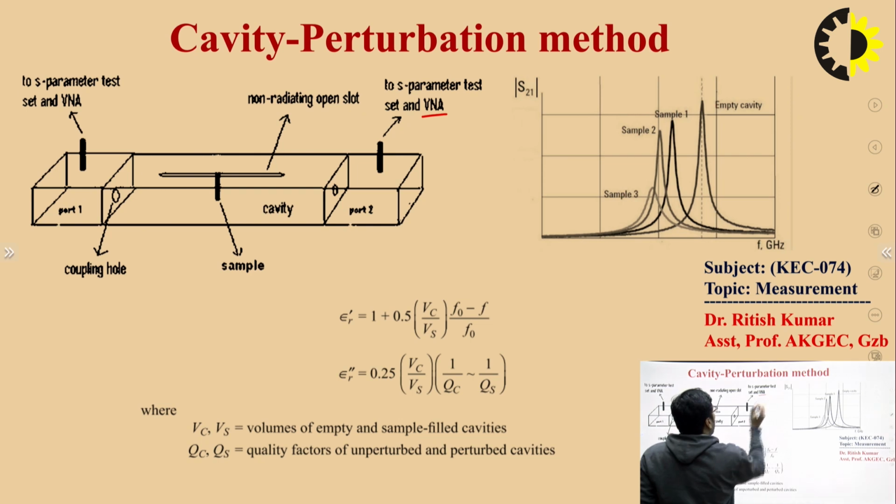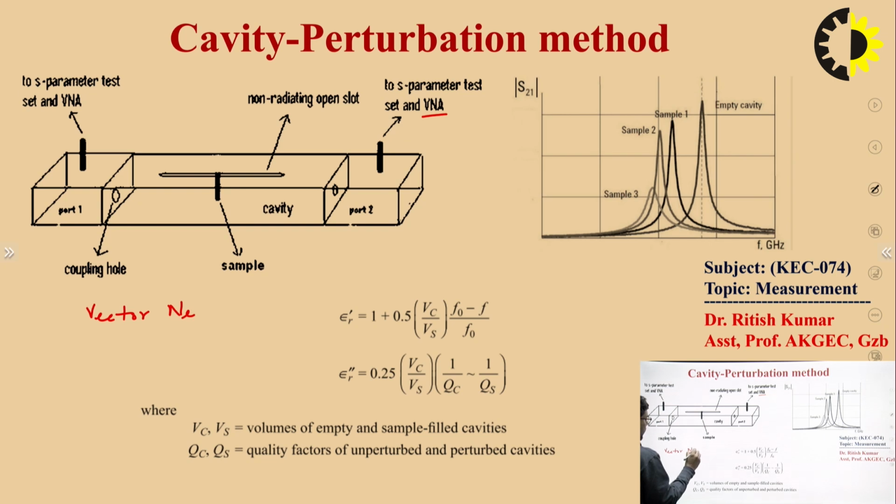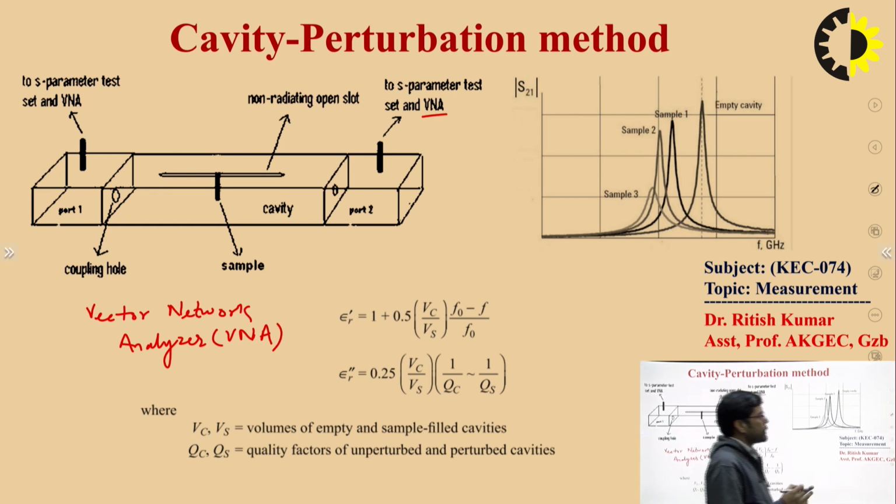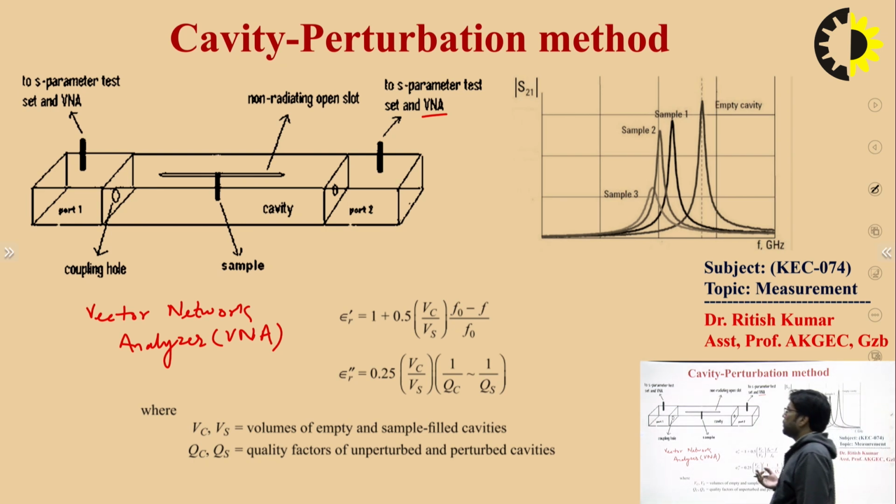What is the VNA? Vector network analyzer. With the help of a vector network analyzer, you can get the scattering parameters, that is S11, S12, S21 and S22. So you can get all the scattering parameters with the help of the vector network analyzer.